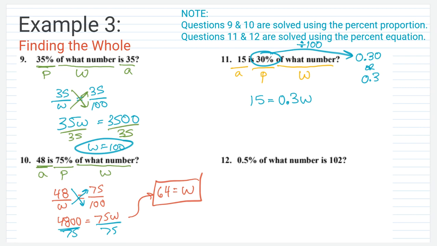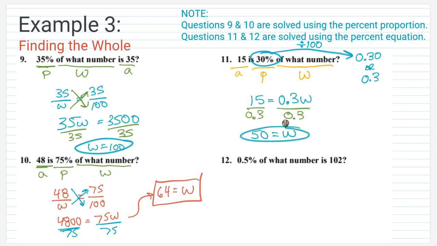And then it's a one-step equation. We got to solve it, much like we did to finish out our proportion problems. If W is being multiplied by 3/10, we're going to divide that on both sides by 3/10. And my answer will be 50. So 50 equals W.